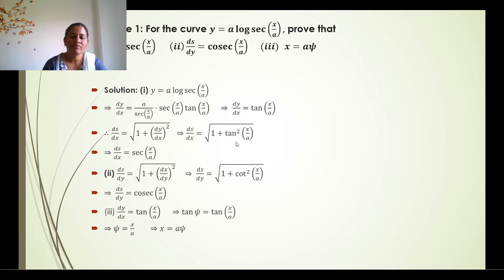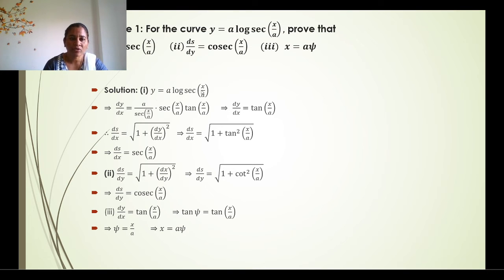Then the application of those two formulas. Let us see example 1. For the curve y is equal to a log secant x by a, prove these three results. Let us move on to the solution part. In the first one, we have y is equal to a log secant x by a. Then differentiate: y is a function of x, it is in the form of a curve y is equal to f of x.